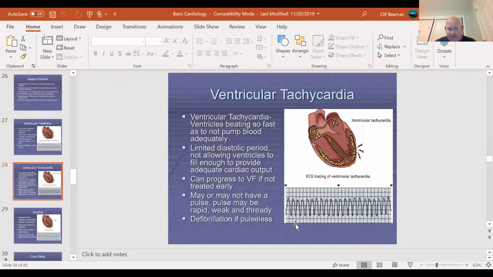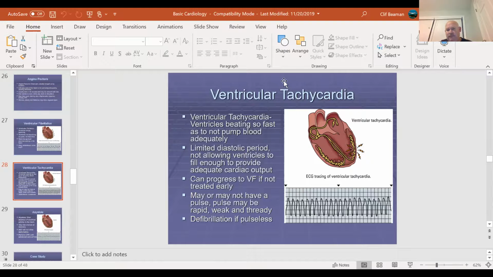This is VTAC. What's going on in the heart with VTAC? Electrical problem. It is an electrical problem. It's kind of like a runaway. The ventricle is contracting really fast, and in fact, it's happening so fast that it's not giving the heart any time to put any blood in the ventricle before it contracts again. So it's contracting so fast that it just can't pump blood.